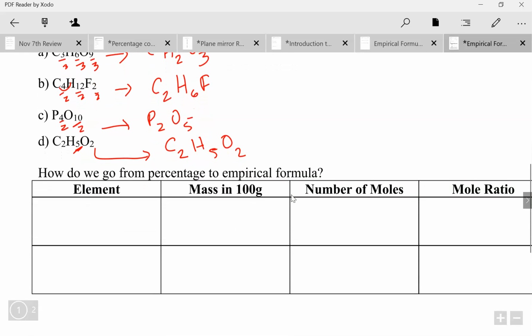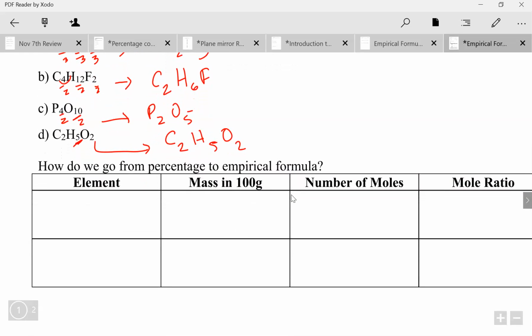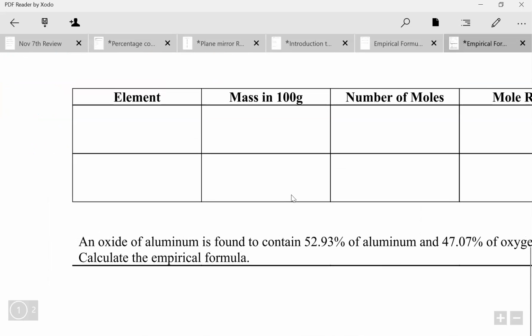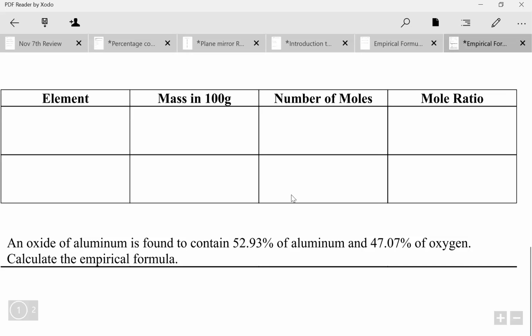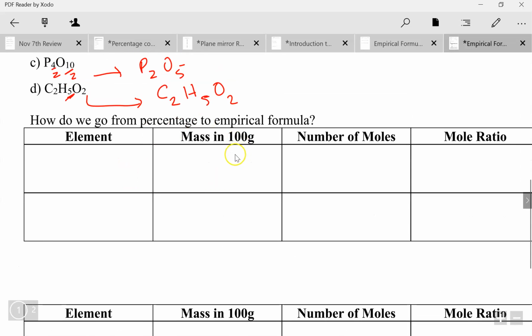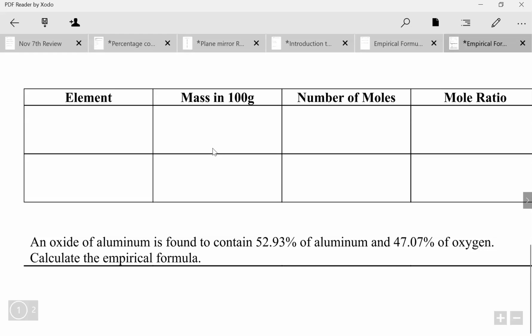So how do we go from percentage to empirical formula? I've used this kind of table here, and we did a couple of examples in class. So I'm going to do different examples just for extra practice. This doesn't have to look exactly like your notes. This is just to make sure you understand how we do empirical formula. So let's use this example.